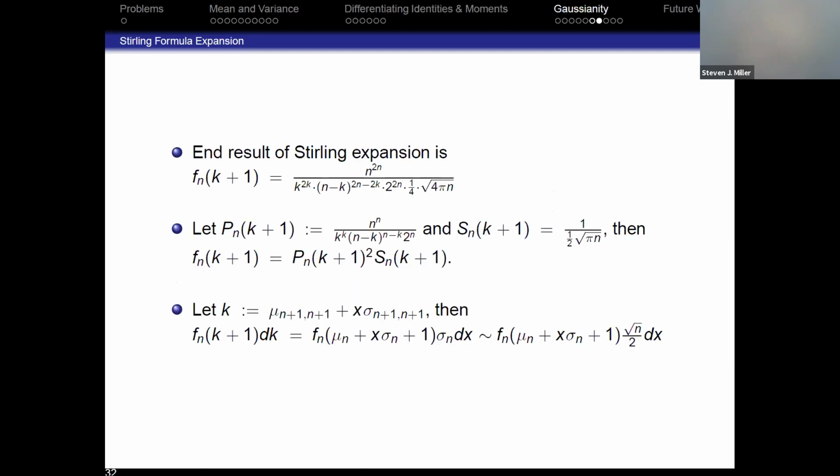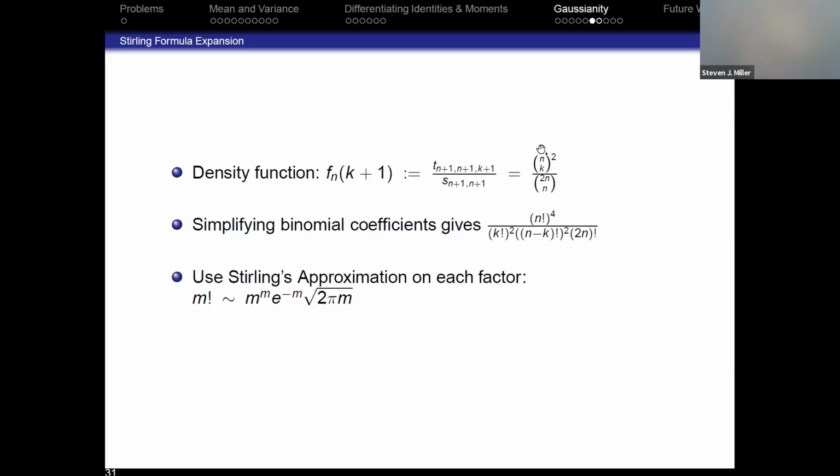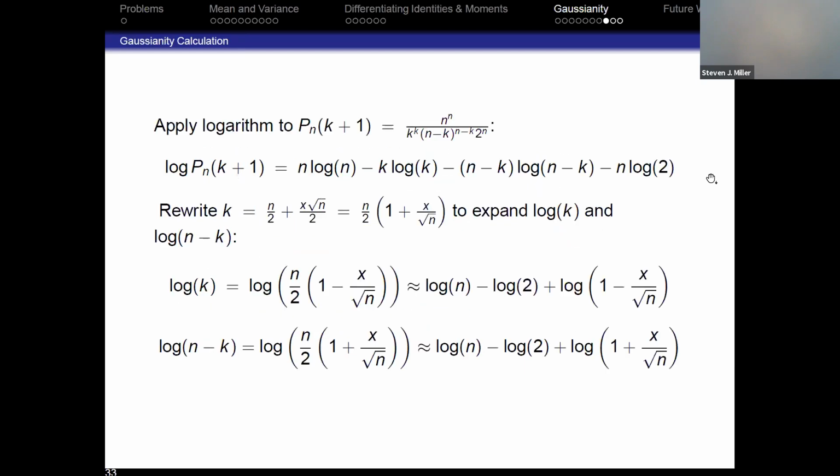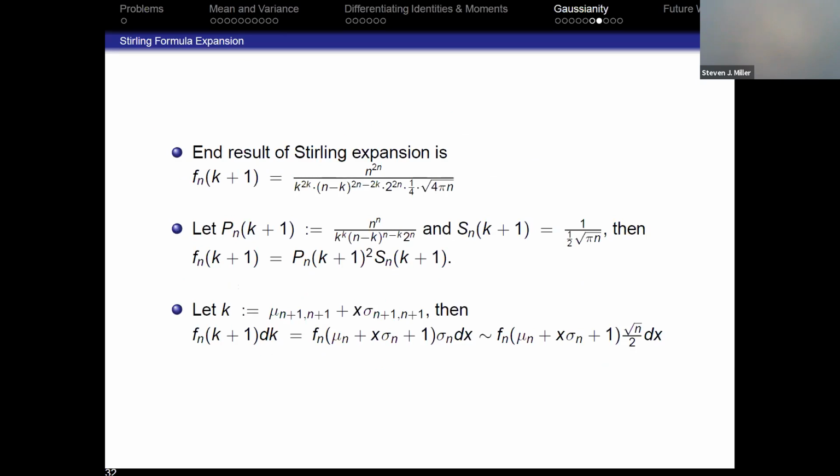All right. So we can apply Stirling's formula to this expression we had over here. After the dust settles, after you do a lot of Stirling, you end up with this line. F_n(k plus 1) is the following. And now we want to try to understand how this behaves in the limit. So I'm going to write this density F_n(k plus 1) as a P_n piece and an S_n piece.